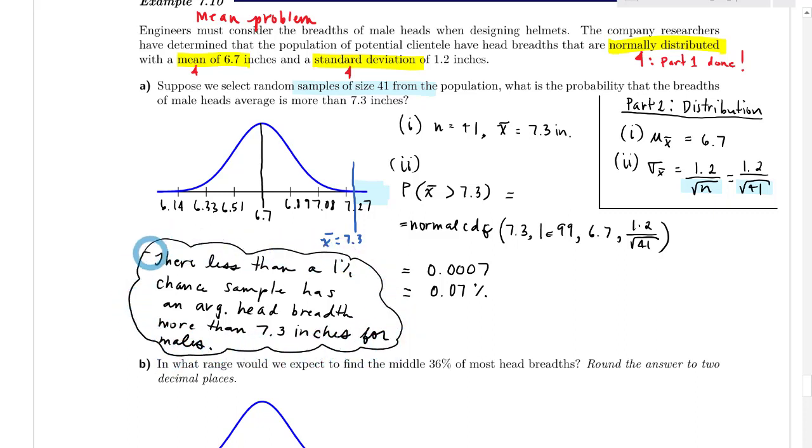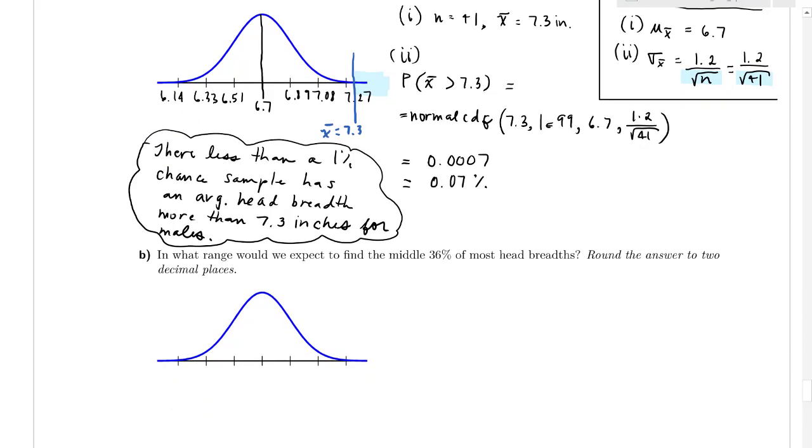It's unusual because there's less than a 1% chance that I would randomly select a sample of size 41, and that average of that sample would be more than 7.3 inches. Basically, males don't have bigger heads than 7.3 inches. Okay, so that's one scenario, and we love when they tell us it's normally distributed. It kind of alleviates a lot of preliminary work, right?